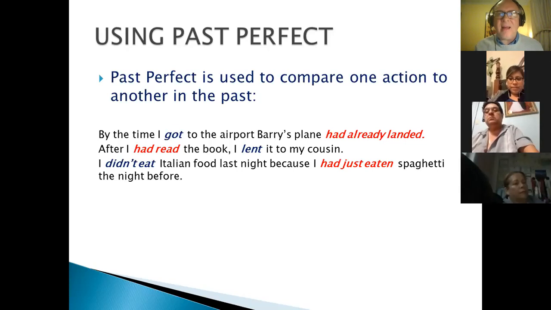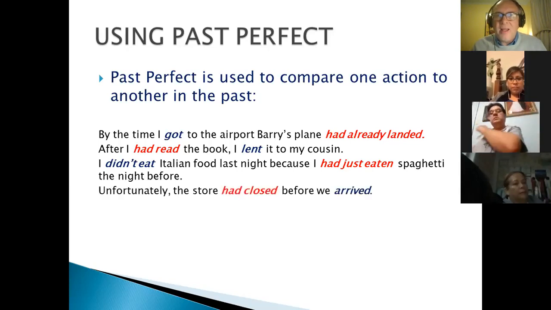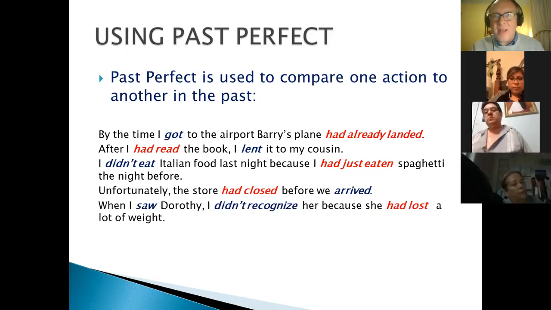I didn't eat Italian food last night because I had just eaten spaghetti the night before. We have last night and the night before. Unfortunately, the store had closed before we arrived. Two actions. The store closed, and then we arrived after that. When I saw Dorothy, I didn't recognize her because she had lost a lot of weight before that, right?